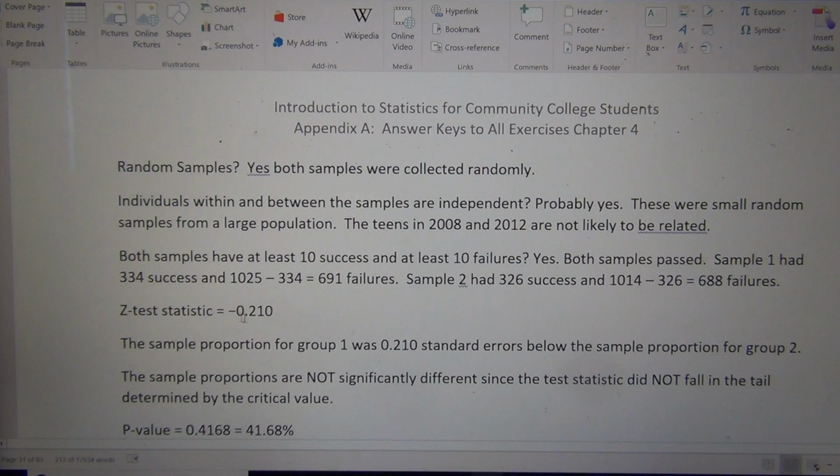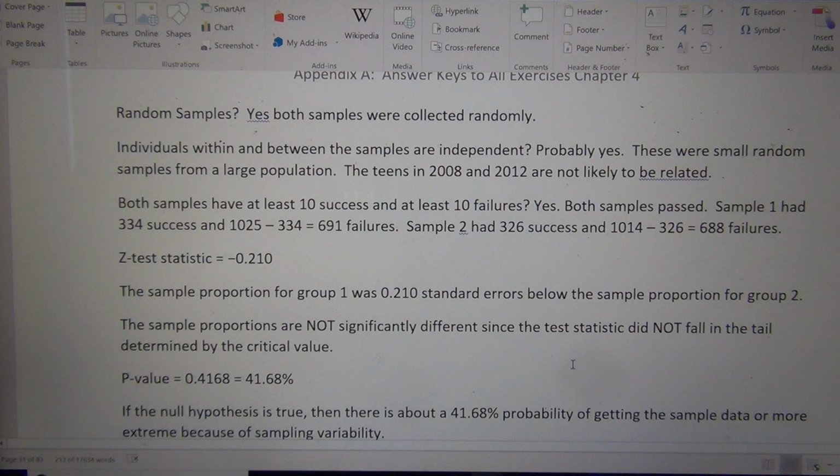They told us the z-test statistic is negative 2.10. So remember, that's the number of standard errors. The sample proportion for group 1 was 2.10 standard errors below the sample proportion for group 2. That's just the definition of the z-test statistic for two population proportions.